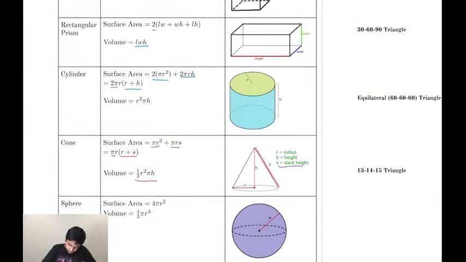In a sphere, surface area is 4 pi r squared, the volume is 4/3 pi r cubed, and there's no really easy way to derive it.